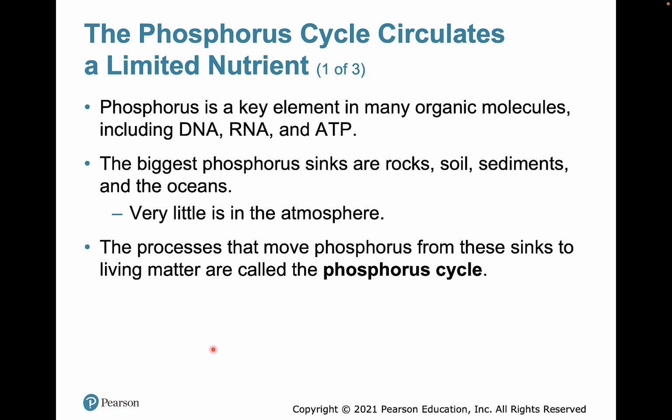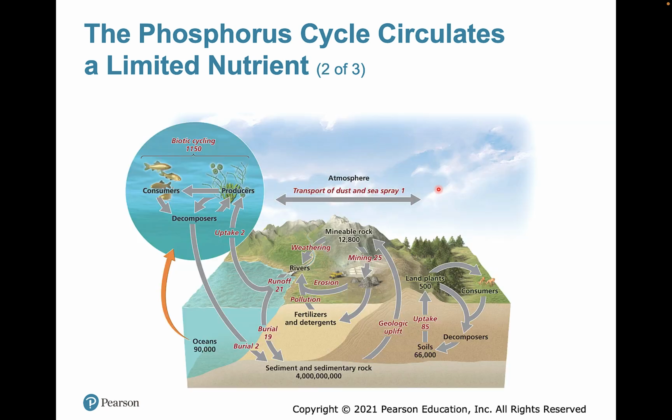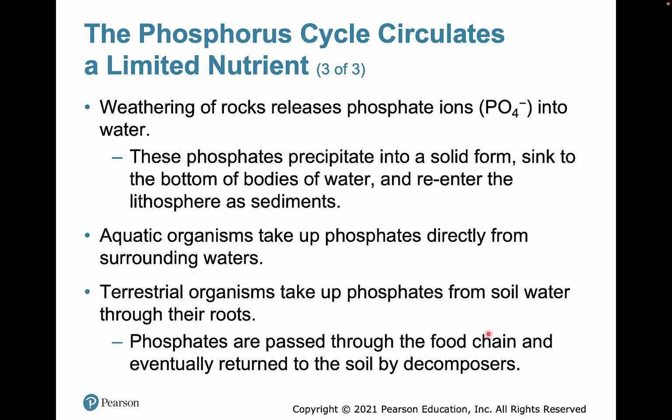Phosphorus, okay, there's not a whole lot of phosphorus in the atmosphere. So most of our phosphorus is terrestrial. There's very little atmospheric component to the phosphorus cycle. Teeny tiny in comparison. Okay, most is transport of dust and sea spray in the atmosphere, 1 versus 4 billion in the sediments and the sedimentary rock. Okay, and that's how that happens.